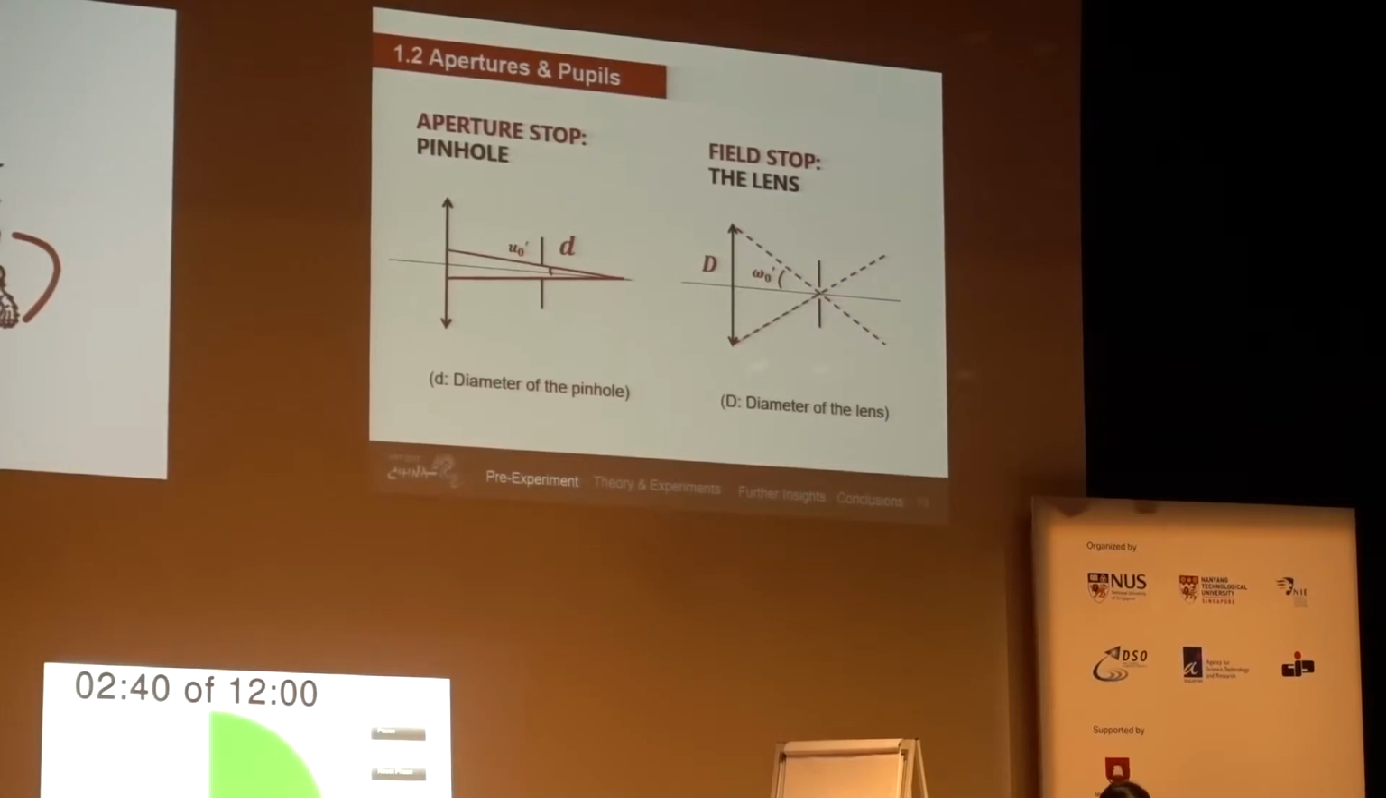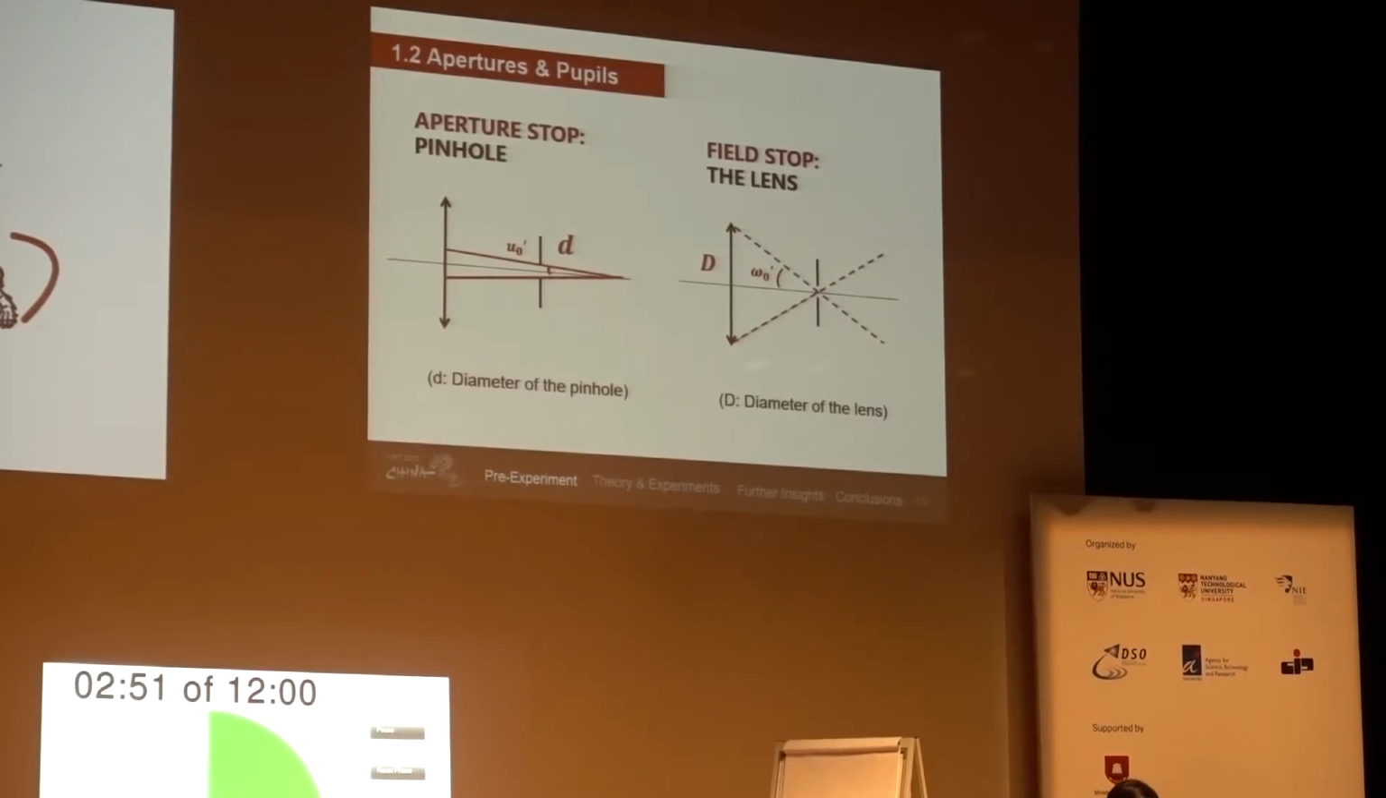So now we have clarified the aperture and the pupil of the system. The pinhole obviously acts as the aperture stop, restricting the light beam, whereas the lens is the field stop, restricting the field of view. The hole is also the exit pupil.